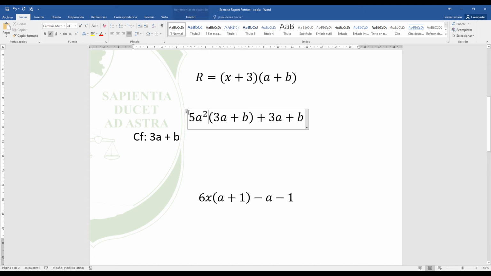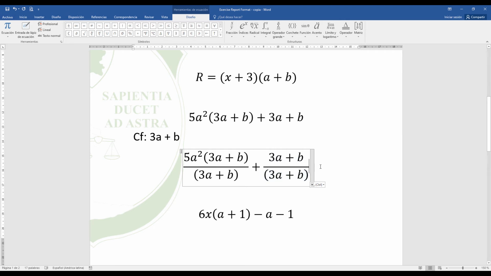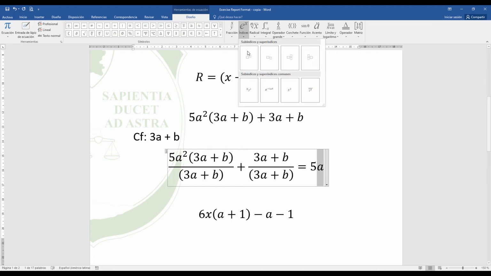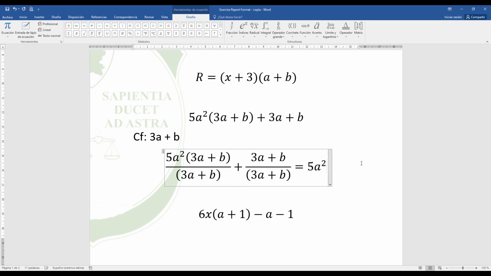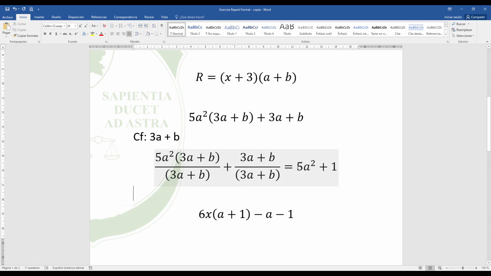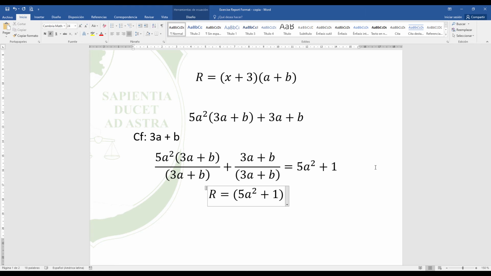Yeah, that is a common factor. So again, you need to divide. So you will do that, and you will get 5a squared plus 1. Okay. So the result of that factoring, remember, is multiplying the common term by the result of that division.